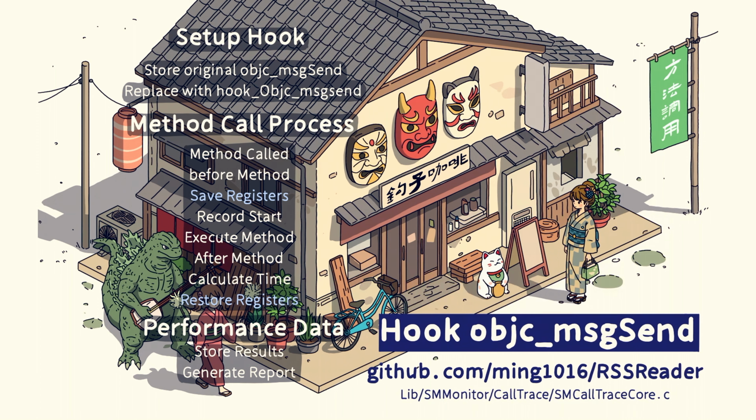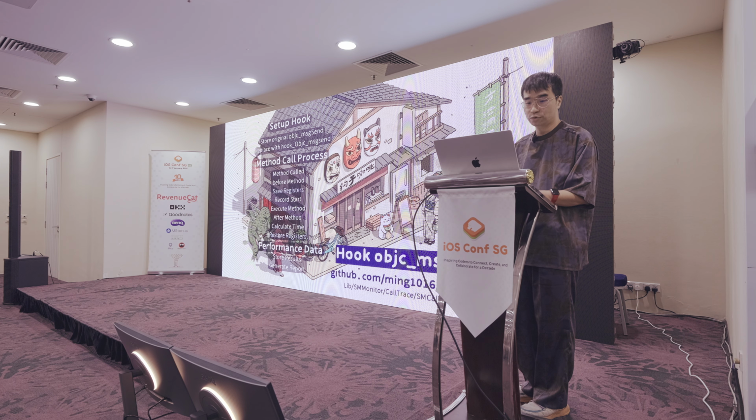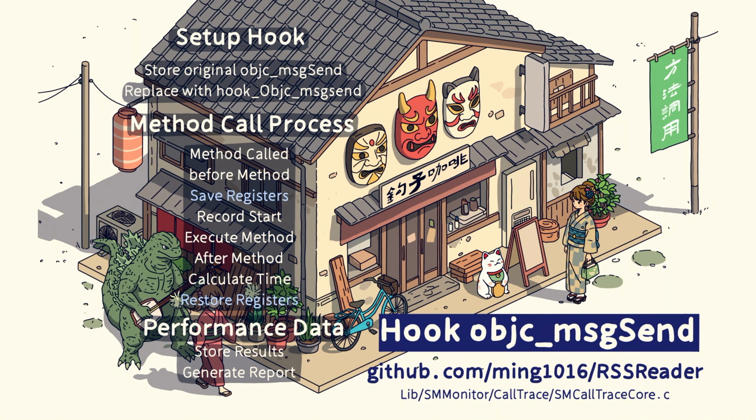Since msgSend is written in assembly, we also need to use assembly to do this method replacement. In the replacement, we save the necessary registers before the method call and restore them afterward. We track the time before and after the method call, save the time for each function, and generate a report. We can view the full code at the link below.